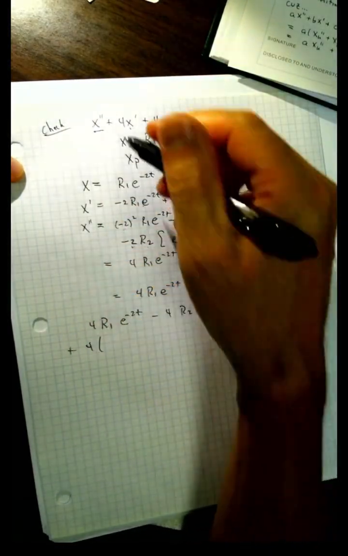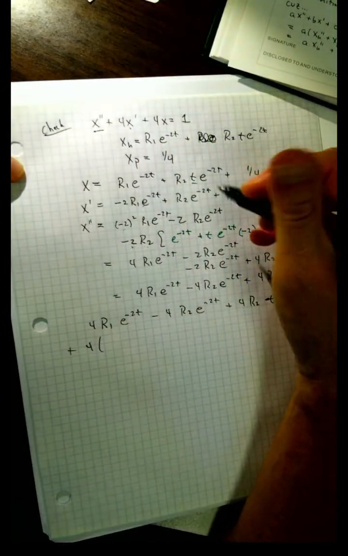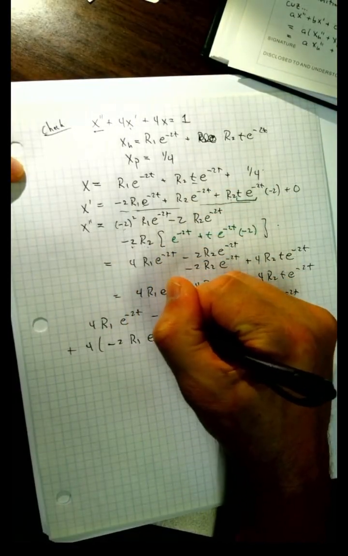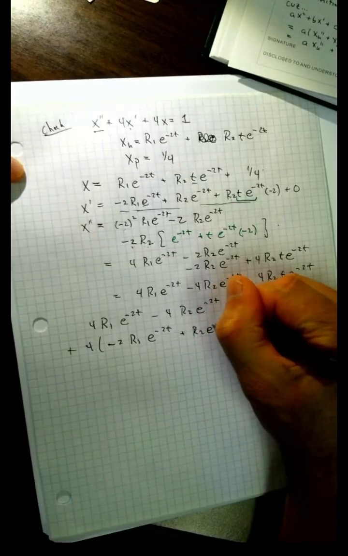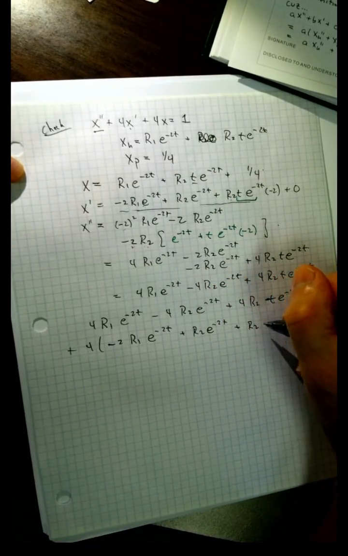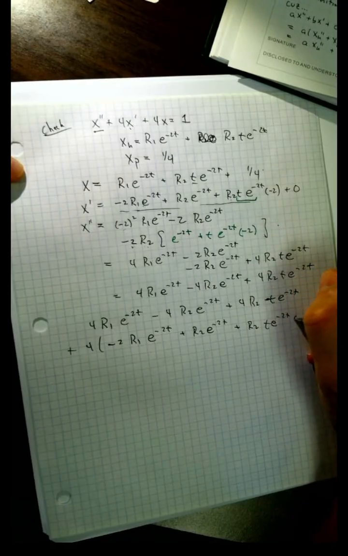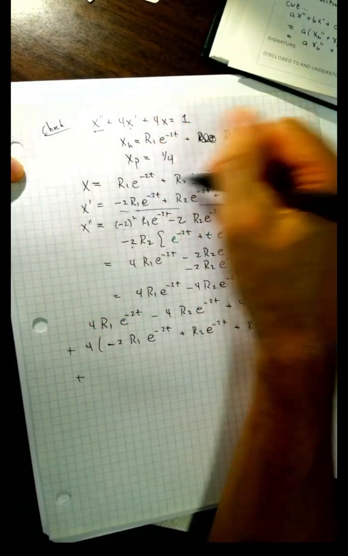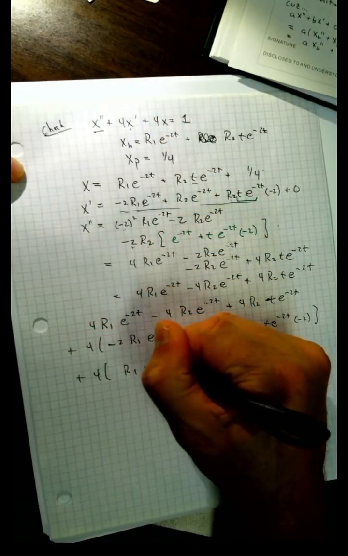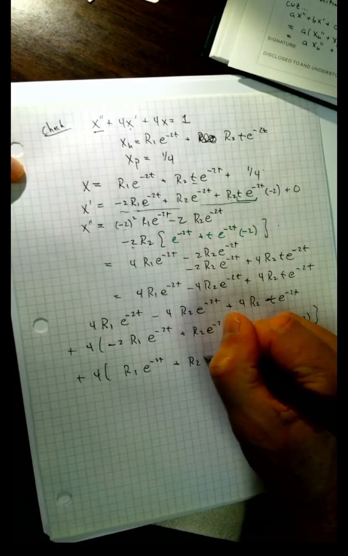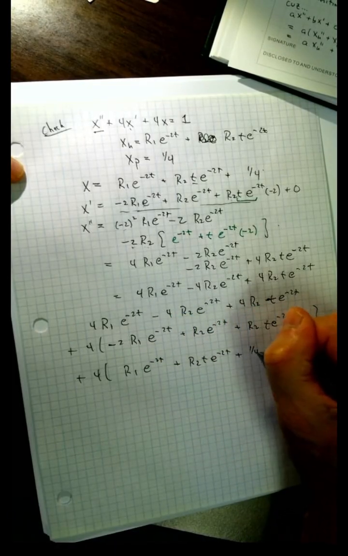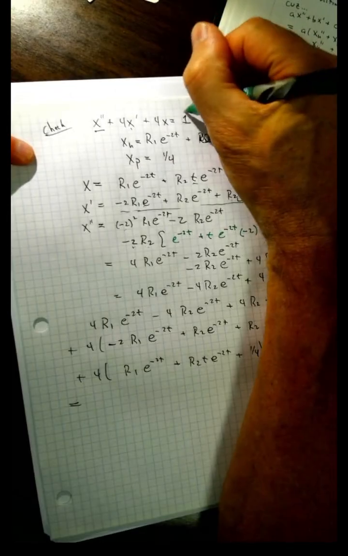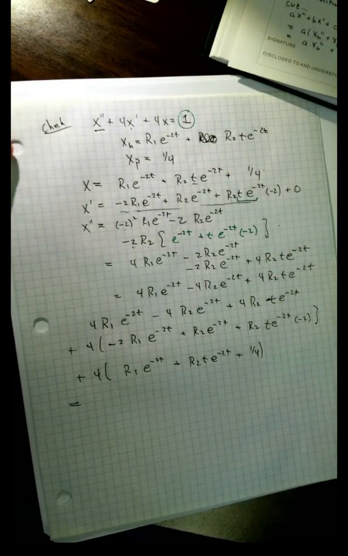plus 4 times x prime. So that's going to be this monster. It's minus 2 R1 e to the minus 2t plus R2 e to the minus 2t plus R2 t e to the minus 2t times minus 2, plus 4x. So it's going to be plus 4 times this. So I get R1 e to the minus 2t plus R2 t e to the minus 2t plus 1/4. And I'm going to clean this up, and I'm going to hope that in the end I get 1. If I don't, I've messed up and I have to go back and redo everything.